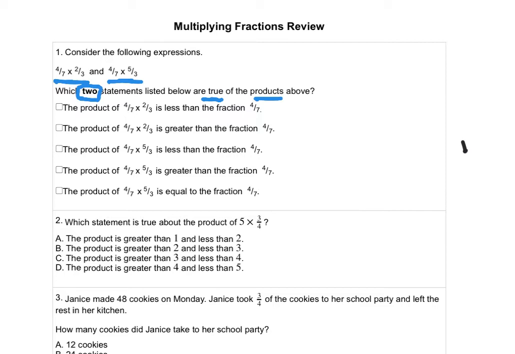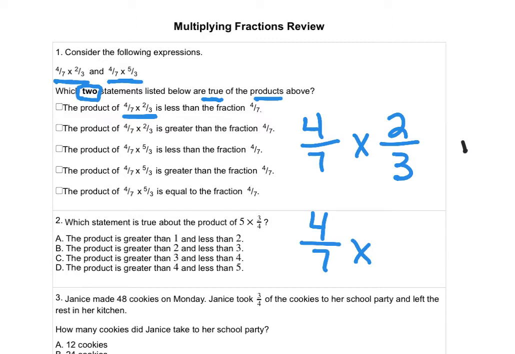So it says the product of 4/7 and 2/3 is less than the fraction 4/7. This one says greater than, less than, greater than, equal to. So that means you're really not having to find the answer, you're going to predict. I'm going to write this one over here first, 4/7 times 2/3. And then I look at the one beside it, and it's 4/7 times 5/3. I notice very quickly that the consistent fraction is 4/7.